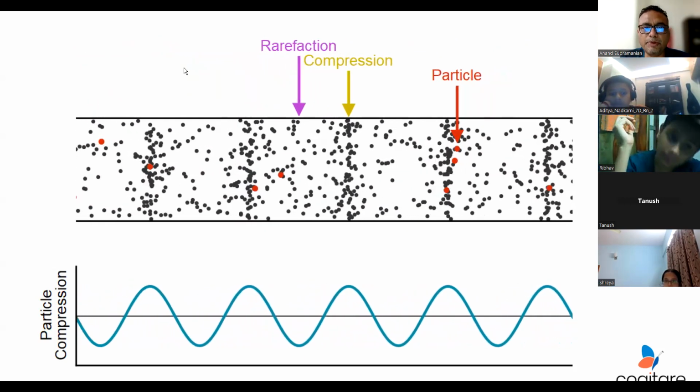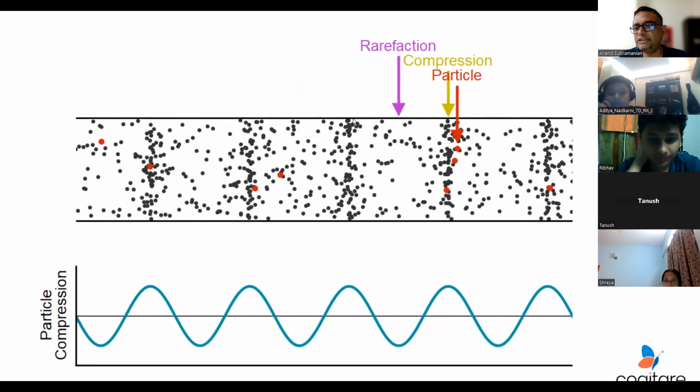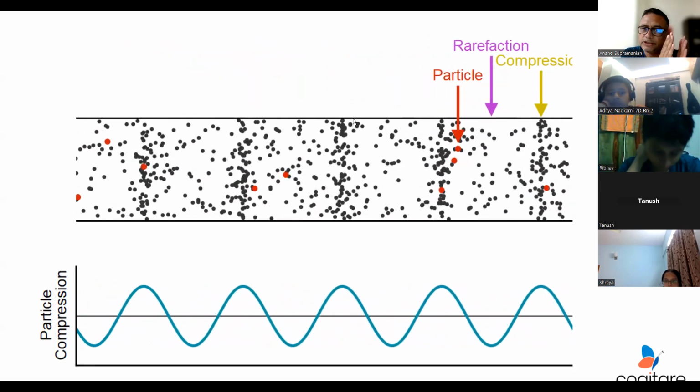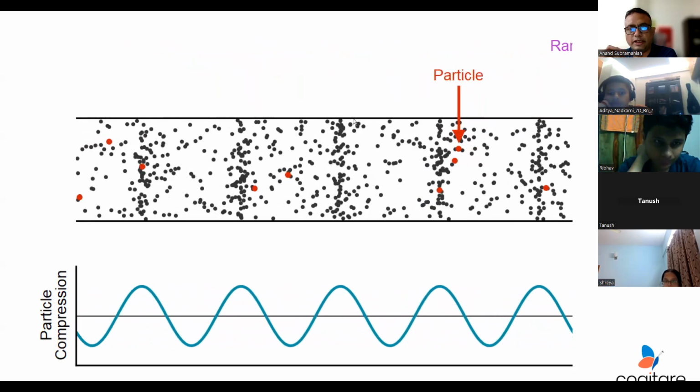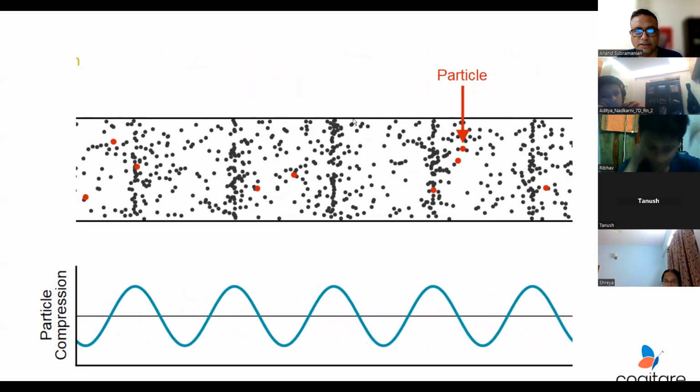Okay, and then the purple line is the rarefaction. Rarefaction means low pressure zone. The low pressure zone also seems to be moving from left to right. Did you get that?